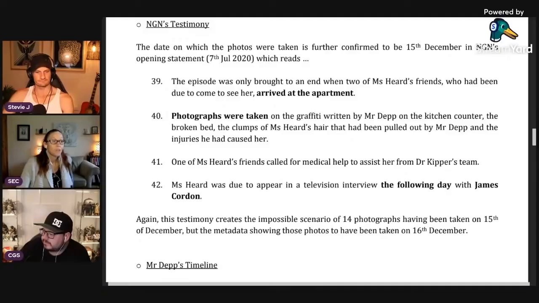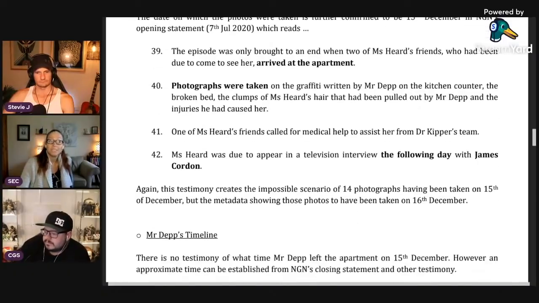Ridiculous. Photographs were taken of the graffiti written by Mr. Depp on the kitchen counter, the broken bed, the clumps of Miss Heard's hair that had been pulled out by Mr. Depp, and the injuries he had caused her. One of Miss Heard's friends called for medical help to assist her from Dr. Kipper's team.